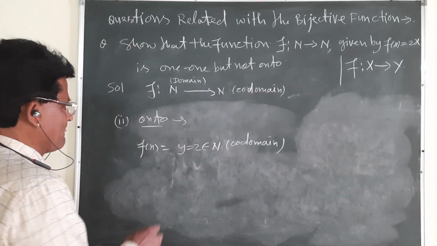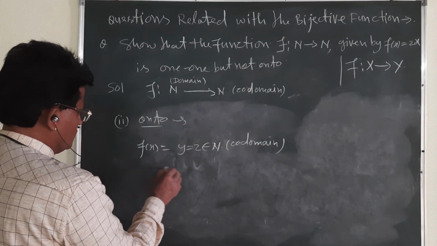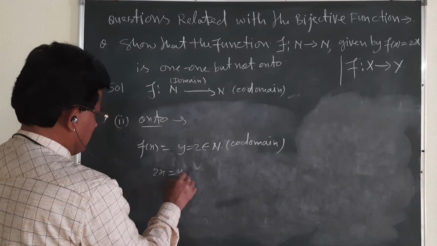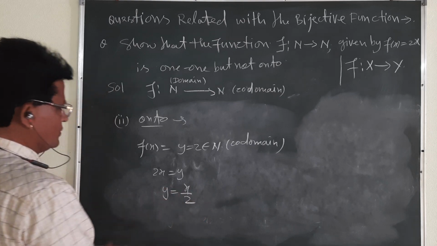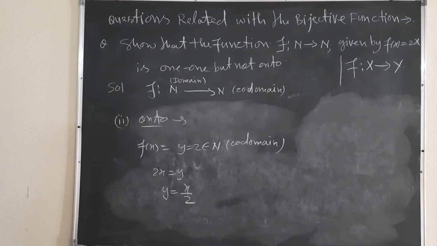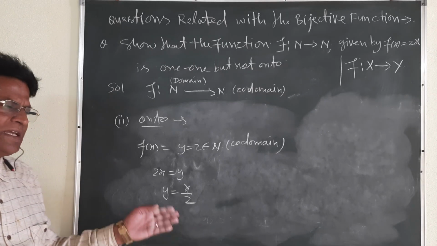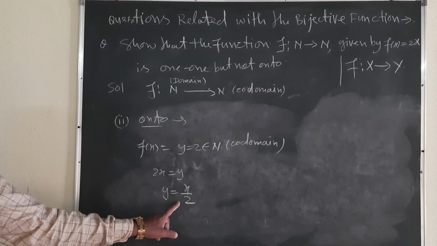And you see, what is its value? f(x) is equal to 2x. 2x is equal to y, or you can say that x will be equal to y by 2. You tell me, x is equal to y by 2. This is not a natural number for any value of y.